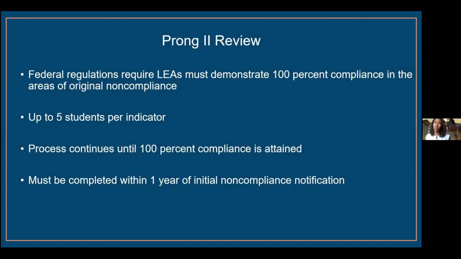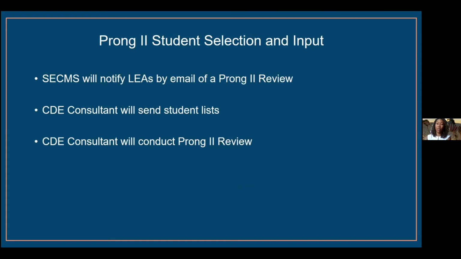Federal regulations require LEAs must demonstrate 100% compliance in the areas of original non-compliance. So this part of the review is with 5 students per indicator. This process will continue until 100% compliance is found. It must be completed within 1 year of the first review. If you have questions about that, throw them in the chat, because I know this part starts getting funky.